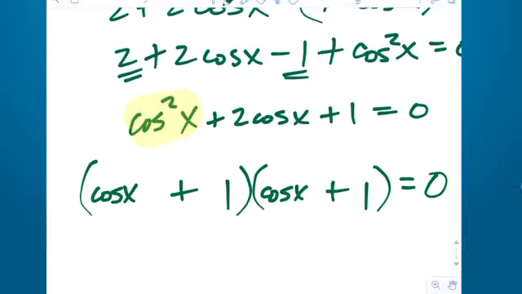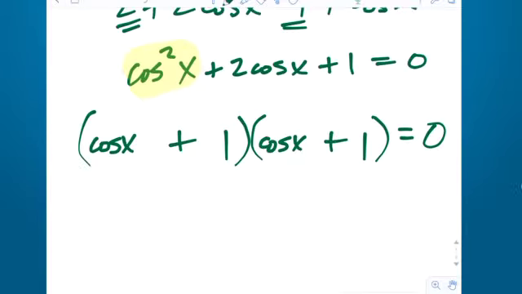So really, if you notice, this was a perfect square trinomial. It factors into a binomial squared, cosine of x plus 1 quantity squared. You don't have to write it as cosine of x plus 1 quantity squared. You could just set one of them equal to 0. That's fine. You don't have to set both of them equal to 0. You could, but you're going to get the same answer. And you don't have to repeat it twice.